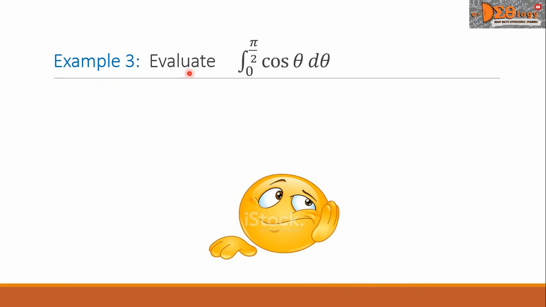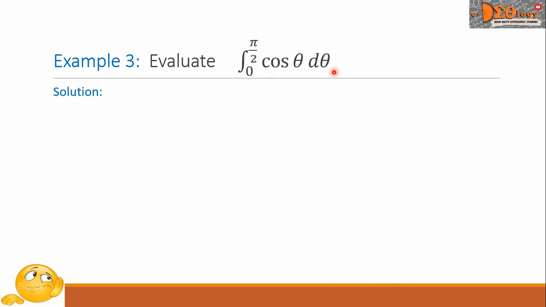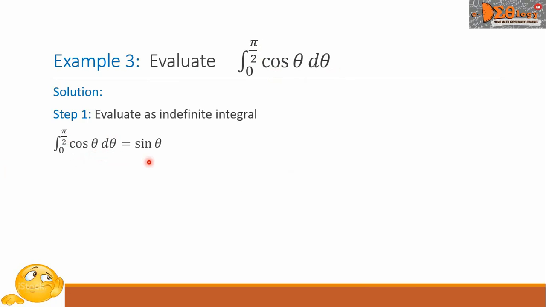Example 3. Evaluate the integral from 0 to pi over 2 of cosine theta d theta. For our solution, let us evaluate as an indefinite integral. So the integral of cosine theta d theta is equal to sine theta. Then step 2, capital F of b minus capital F of a. So the notation is from 0 to pi over 2.